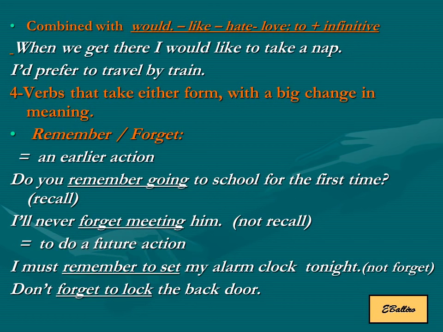Another group is the one with verbs that take either form but with a big change in meaning. And this is really important. For example, remember and forget. When you refer to an earlier action, you use this construction. Do you remember going to school for the first time? So, do you recall that idea? Do you remember that previous action? Or I never forget meeting him.